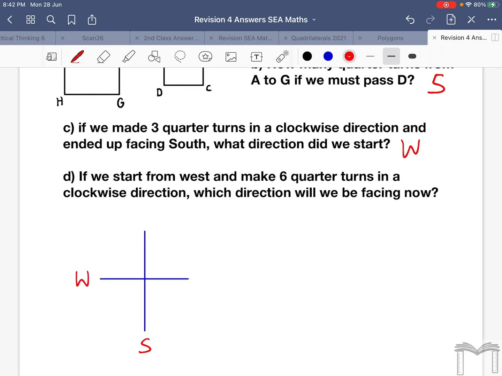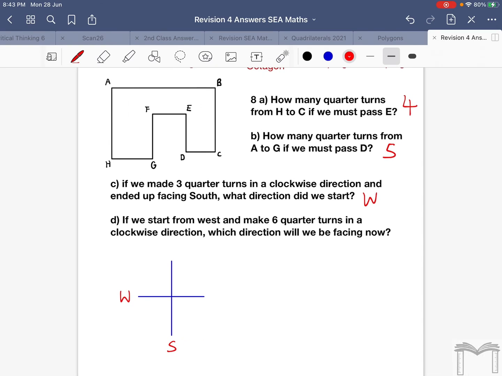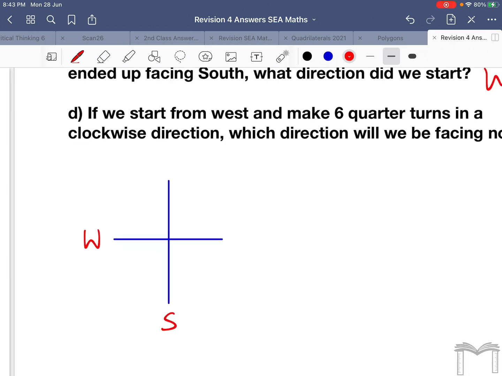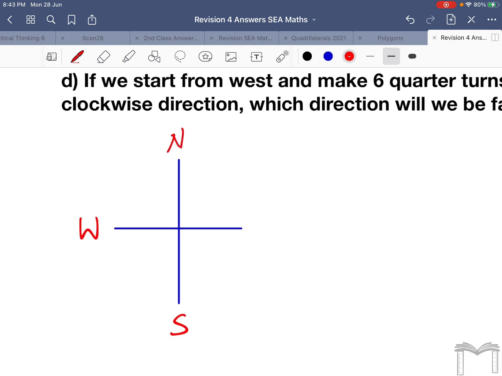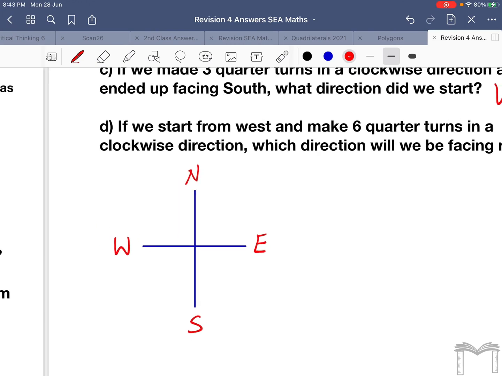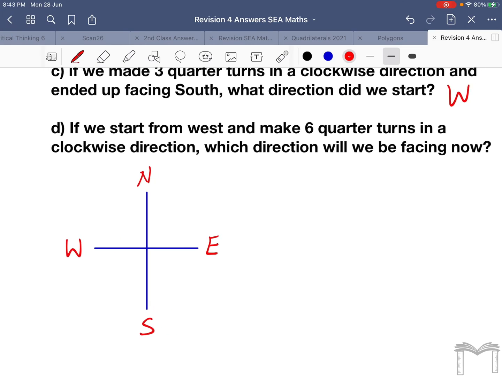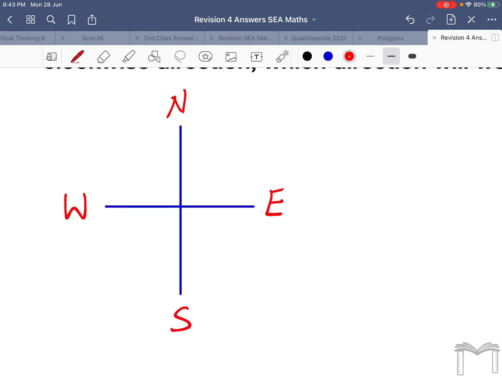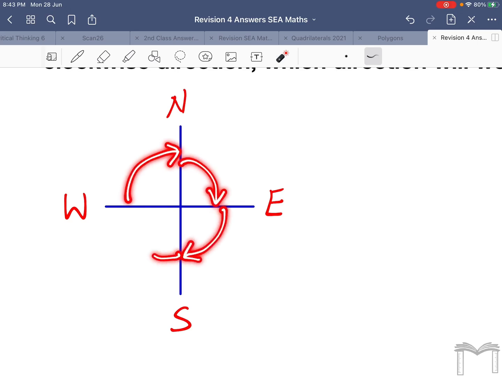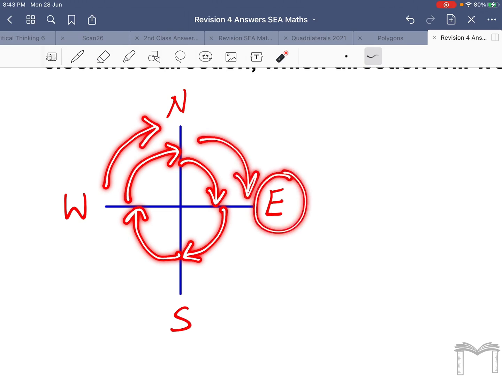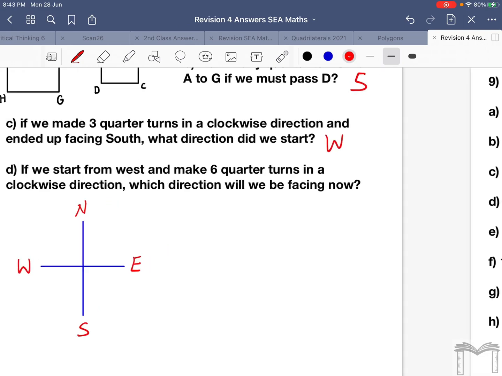Part D. If we start from west and make 6 quarter turns in a clockwise direction, which direction will we be now facing? Alright, so let's use the same cardinal point system. So let's start from west and make 6 quarter turns. 1, 2, 3, 4, 5, 6. So now we are facing east. So the answer is east.